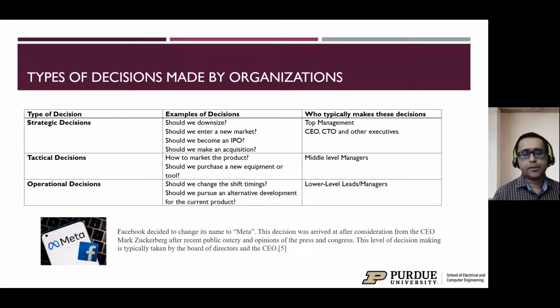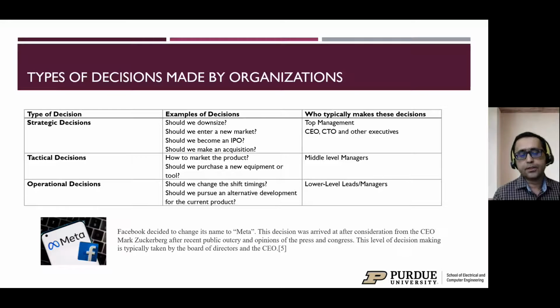Let's see what types of decisions are made by organizations. You can broadly classify this in three different areas, namely strategic decisions, tactical decisions, and operational decisions. Strategic decisions are typically taken by the top management, CEO, CTO, or other executives. Some examples are should they downsize, should they enter a new market, should they become an IPO, should they make an acquisition. These are the decisions that are called strategic decisions.